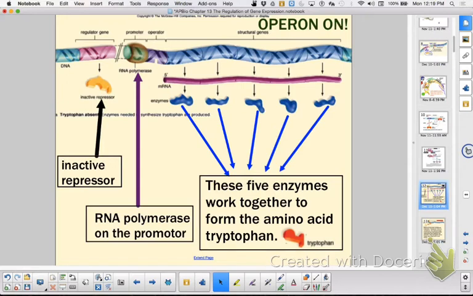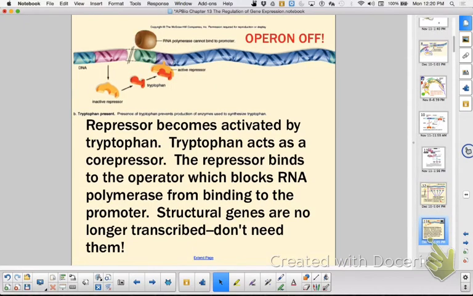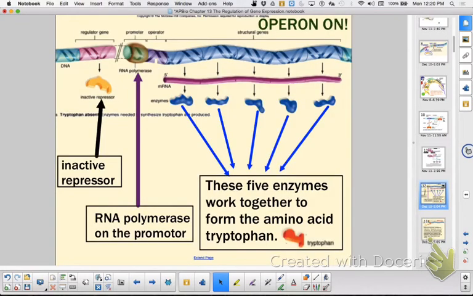When I have enough tryptophan and I don't want to build any more tryptophan, the tryptophan acts as a co-repressor, activating our repressor. So now the repressor is on the operator, so RNA polymerase cannot get on the promoter. Is that a bad thing? No, it's a good thing, because I don't need any more tryptophan. But when my tryptophan gets used up, then there's no more tryptophan to act as a co-repressor, and the repressor will be off, and RNA polymerase gets right back on the promoter and starts transcribing those genes.